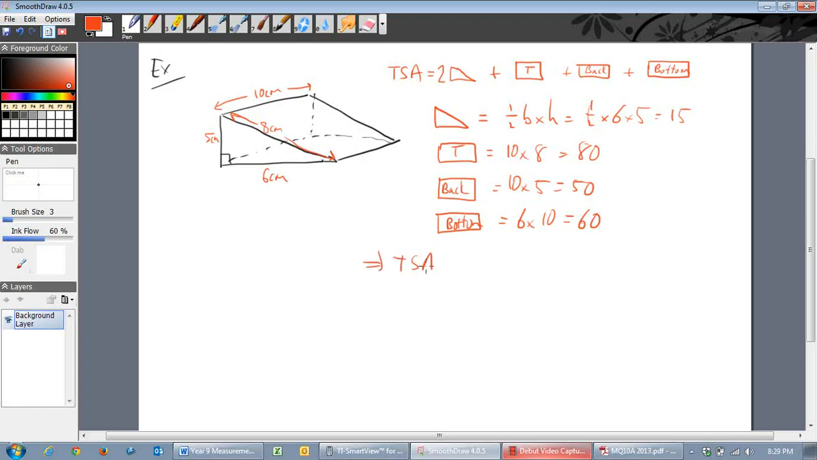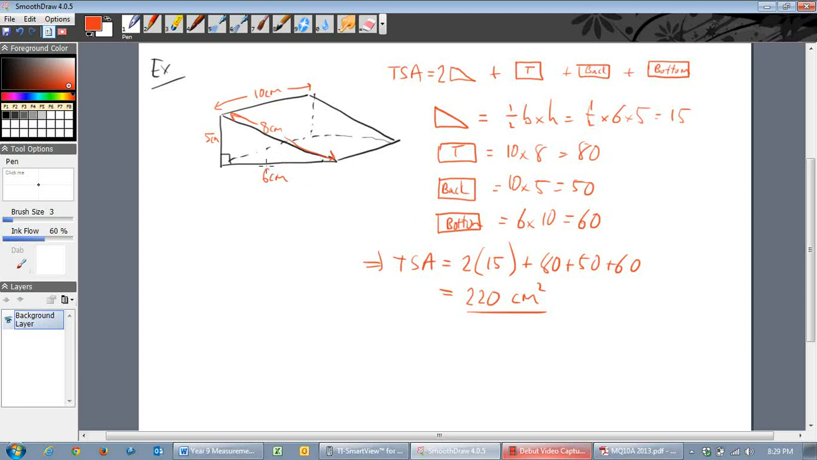Okay, therefore your total surface area, if you add them all up, it's going to be 2 lots of the triangle, so 2 times 15 plus 80 plus 50 plus 60. So that's 30 plus 80 is 110 plus 50 is 160 plus 60 is 220, and we've got centimeters squared because we're in area. Okay, and that's what we're doing.